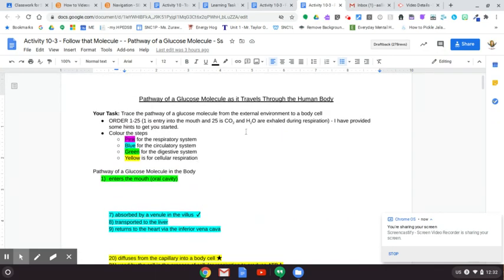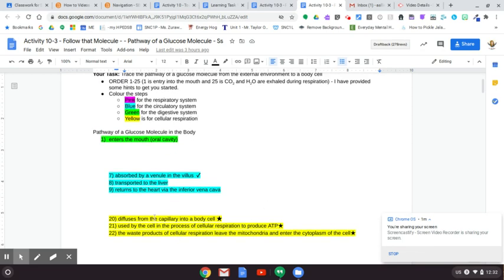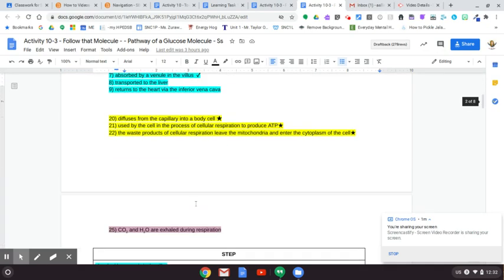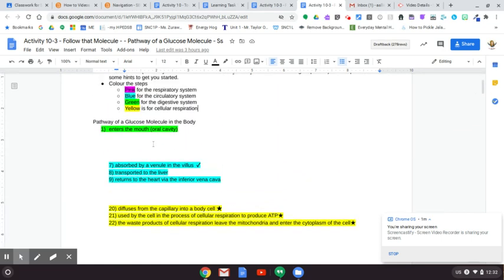You've got 25 of them that you need to figure out the order for. Green is for the digestive system. Obviously, when you eat something, that's when the glucose molecule is going to enter the body, and it goes through the digestive system. Blue is for when it hits the circulatory system. Yellow is for cellular respiration, happening within the cell in your mitochondria. And then your respiratory system. Okay, so I've got some of them to help you out.